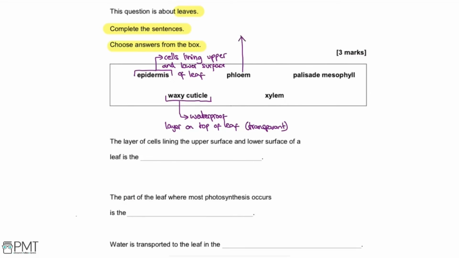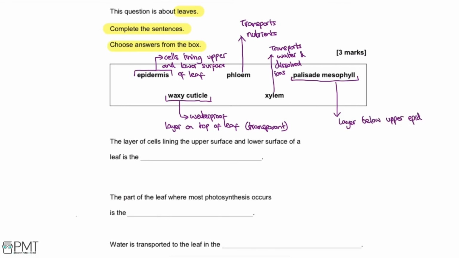The phloem is the tissue that transports nutrients for the plant, and this is often found in the stem. And then the xylem is often found next to the phloem, and it transports water and dissolved ions. Finally, the palisade mesophyll, so this is the layer of cells that's below the upper epidermis, and this is where you find a lot of your chlorophyll so that photosynthesis can take place.